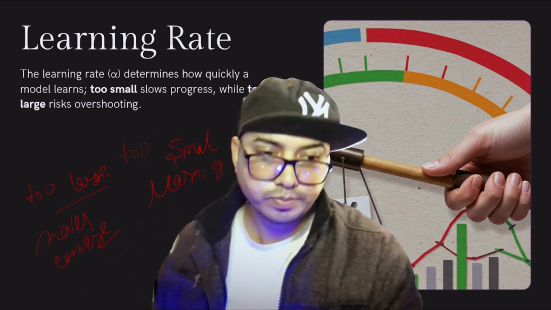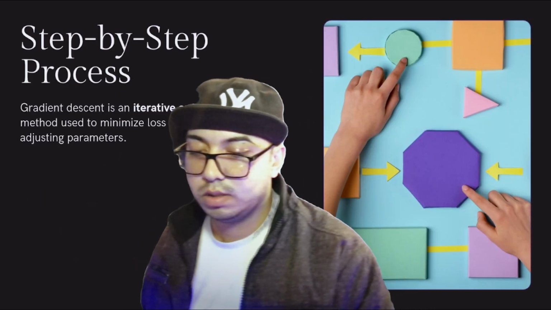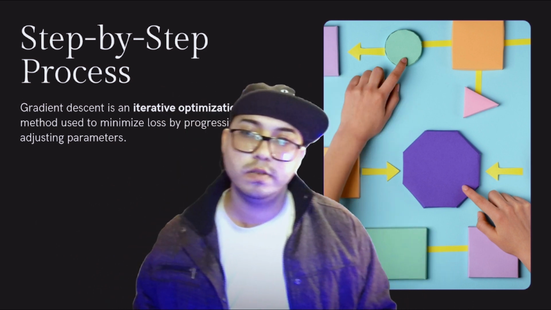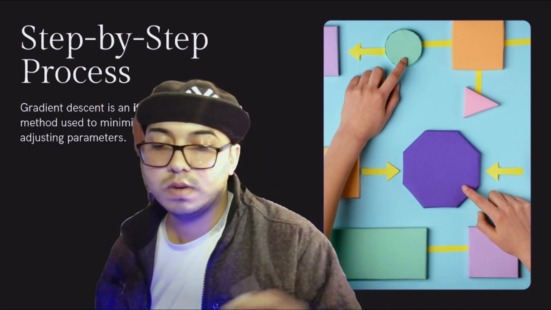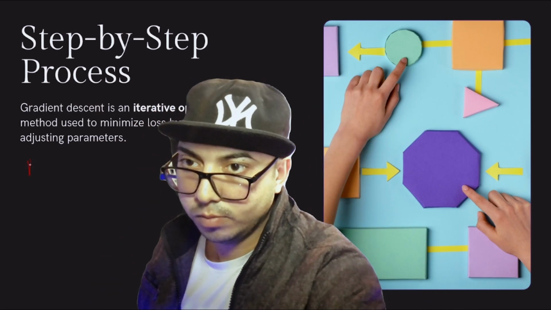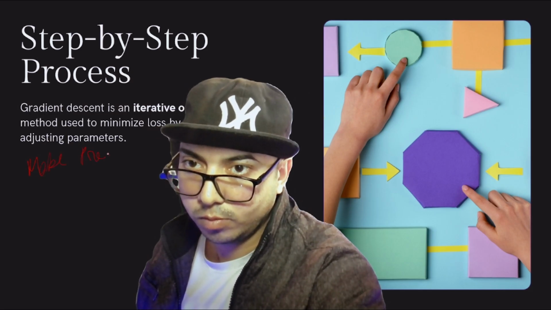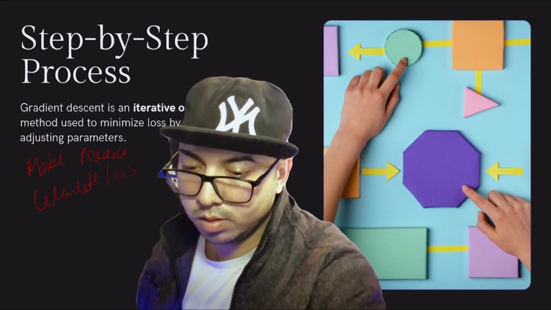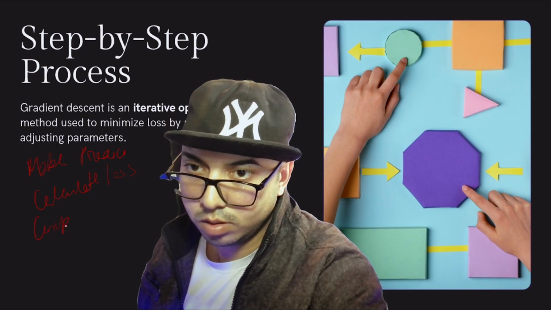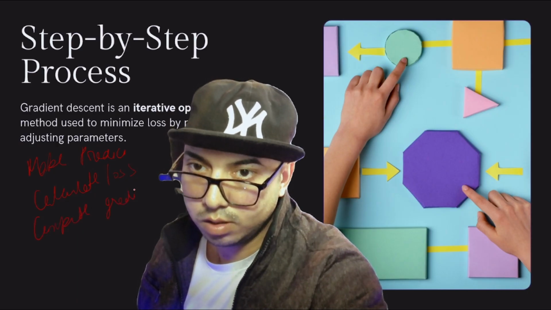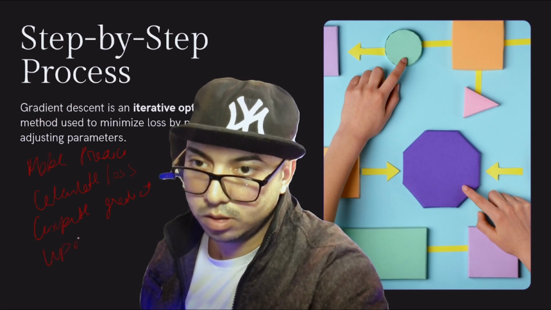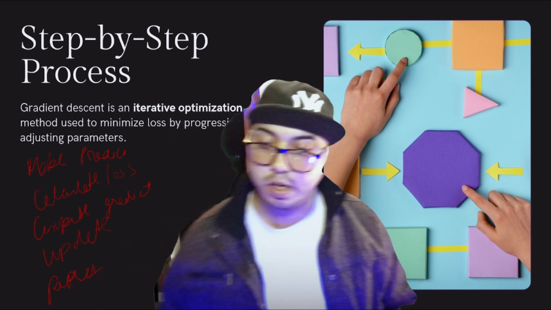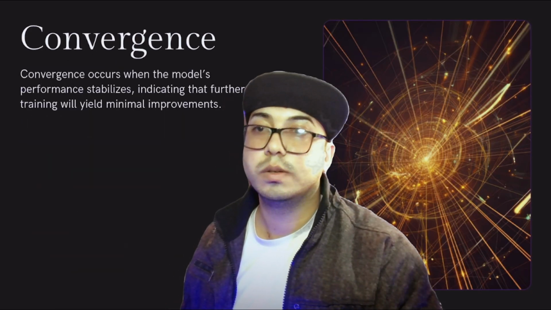Now we are going to understand the step-by-step process. It is an iterative optimization method used to minimize loss by progressively adjusting parameters. The process is: first, make a prediction; calculate loss; compute gradient; update parameters. The fifth step is to repeat. This loop continues until the loss stops decreasing.